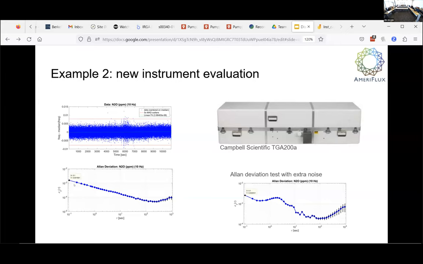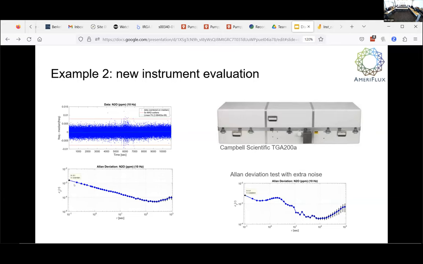That's an example, a test that Steven has conducted on the TGA-200 from Campbell Scientific to measure N2O fluxes. We do an environment test where we flush a fixed concentration, it doesn't need to be known, through the cell to the system, and then we check how the average value changes over time, and how the noise changes over the period of testing. I don't know how many seconds, but a lot. It's a few hours that we've done the test. 3 hours, 10,000.